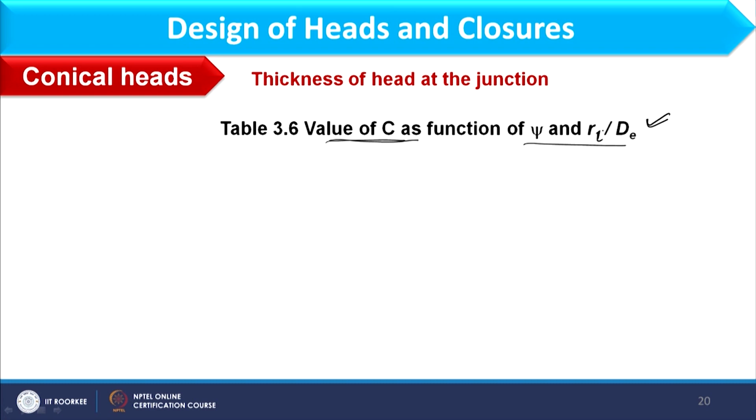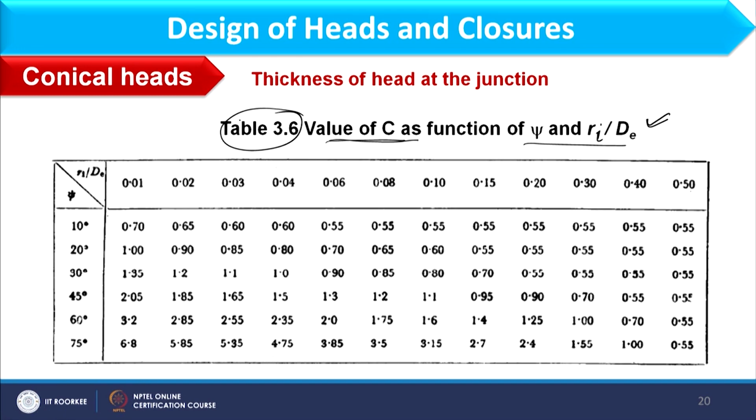Now in this slide we will see how to find out value of C as a function of psi, and Ri by dE. This is not R1, this is Ri. Okay, this is table 3.6 in code IS 2825. You can find this table as 3.6.